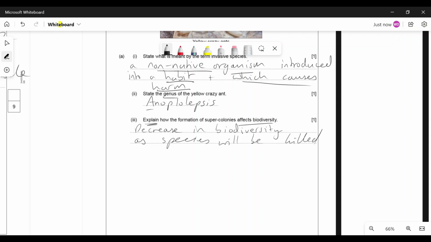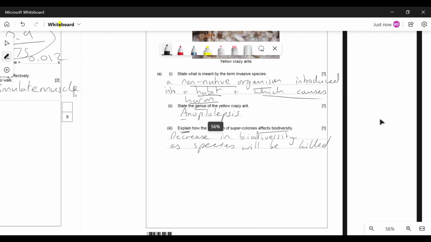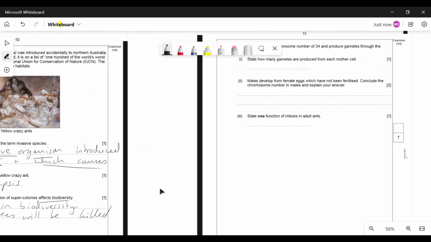You could, if you really want to, say the reverse, by saying there's an increase in biodiversity because you're going to get large numbers of these ants. So don't forget, biodiversity is also a number of species, but also the number of individuals within each species. So if you get lots of super ants, you're actually technically increasing the biodiversity of the area.